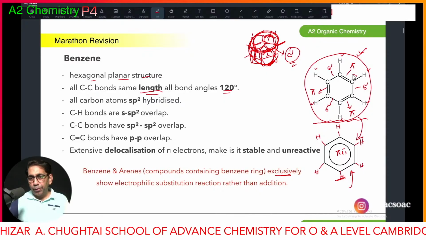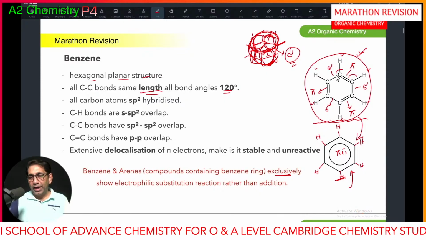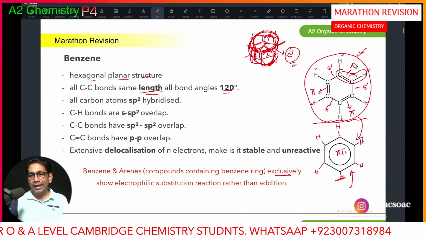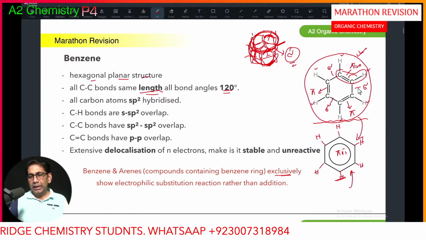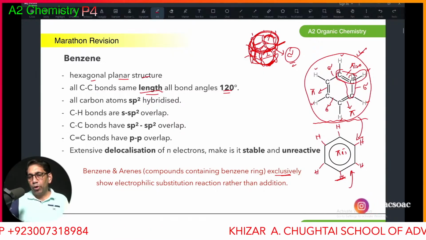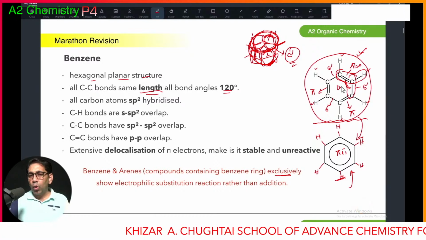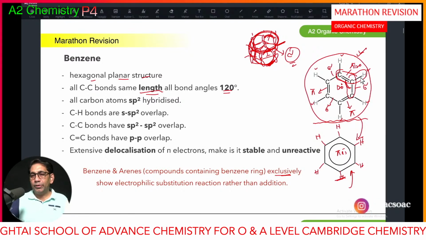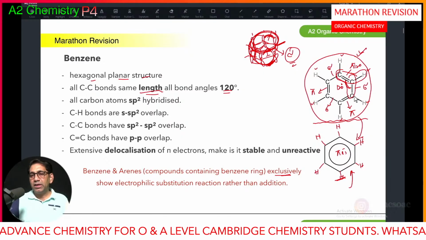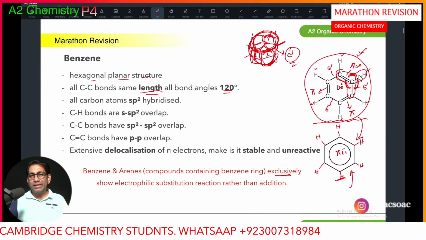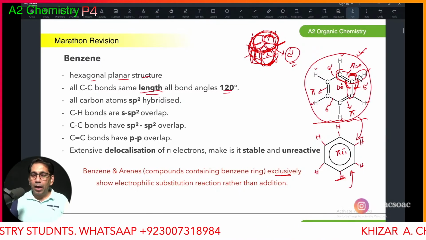I mean, this one bond angle, the CCH bond angle, is equal to 120 degrees. Same is the case for this one, the CCC bond angle, which is also equal to 120 degrees. So all bond angles, HCC or CCH, around the carbon atom are 120 degrees.